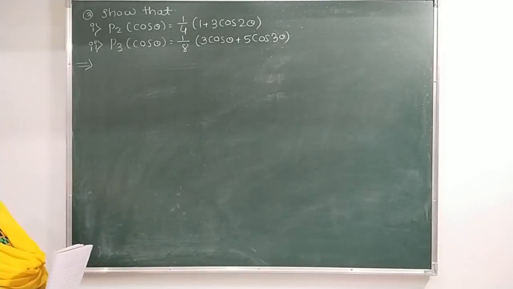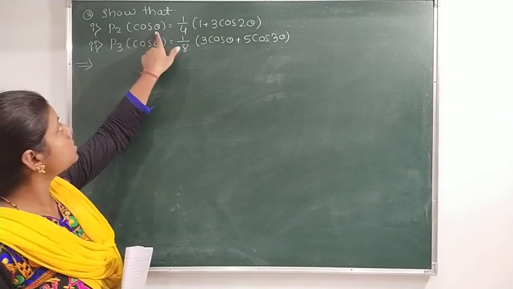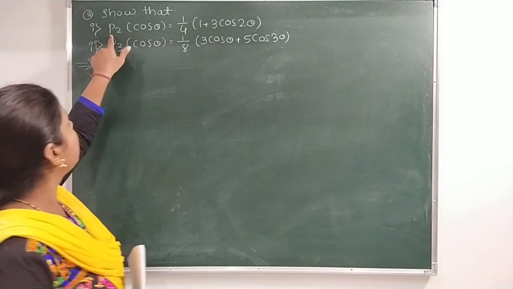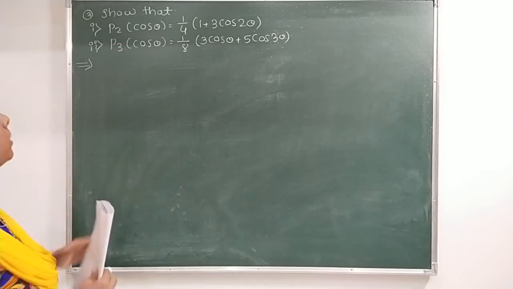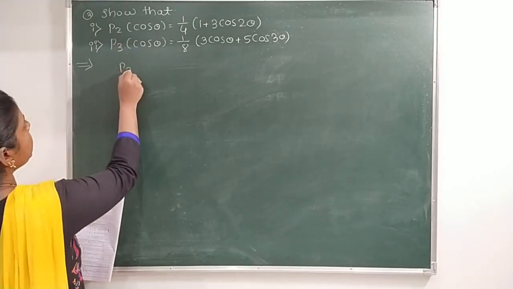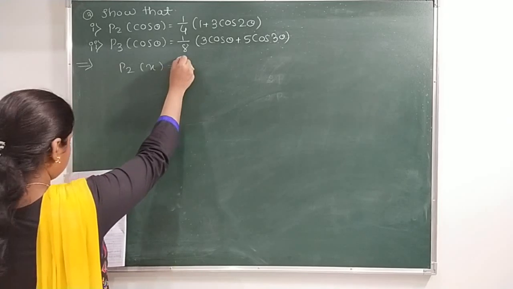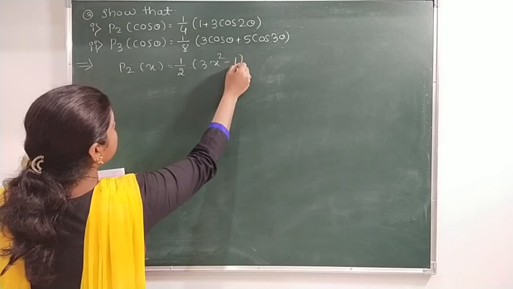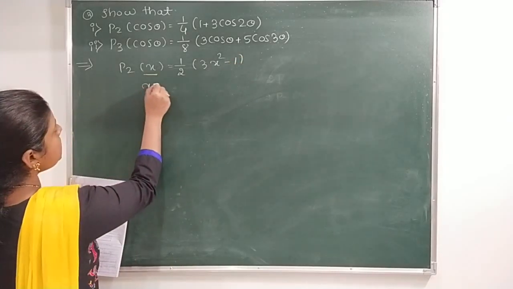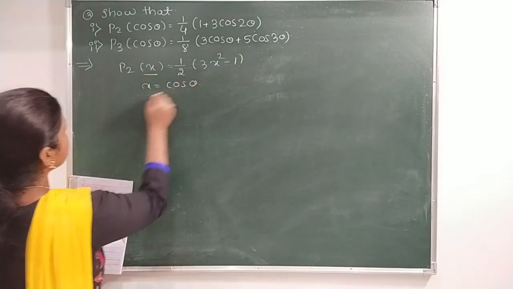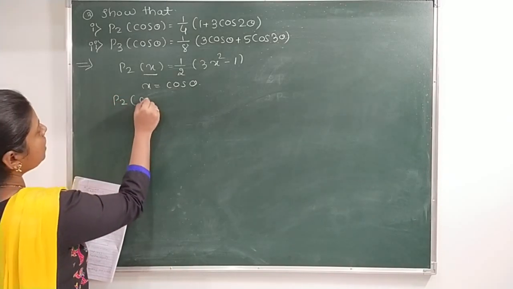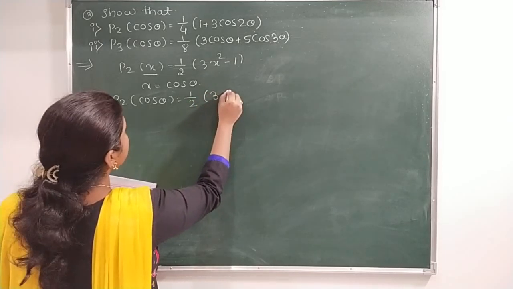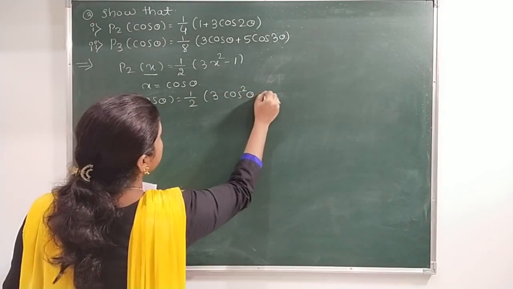The third example, we have to show that P2 of cos theta is equal to 1 by 4, 1 plus 3 cos 2 theta. As we know in our Legendre polynomial, what is P2 of x? That we have to write here first. P2 of x is equal to 1 by 2, 3x square minus 1. Here, we just have to replace x as cos theta. P2 of cos theta is equal to 1 by 2, 3 cos square theta minus 1.